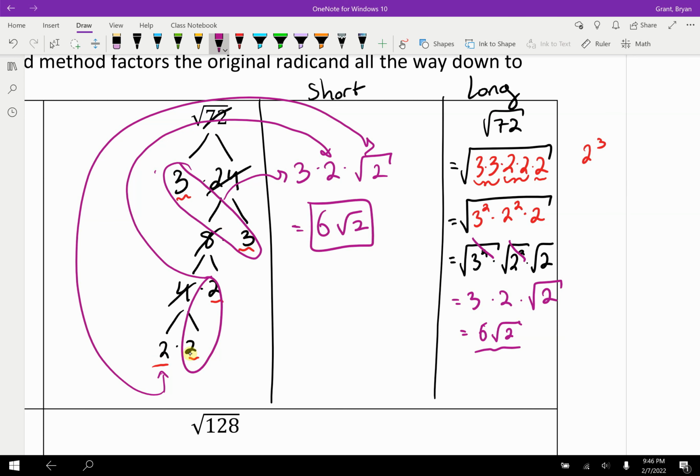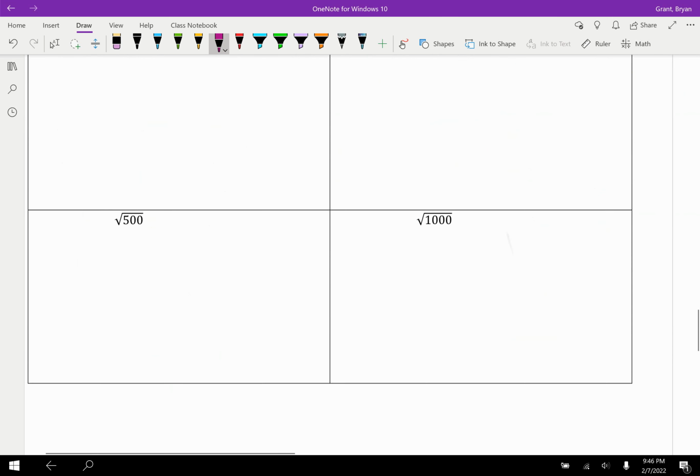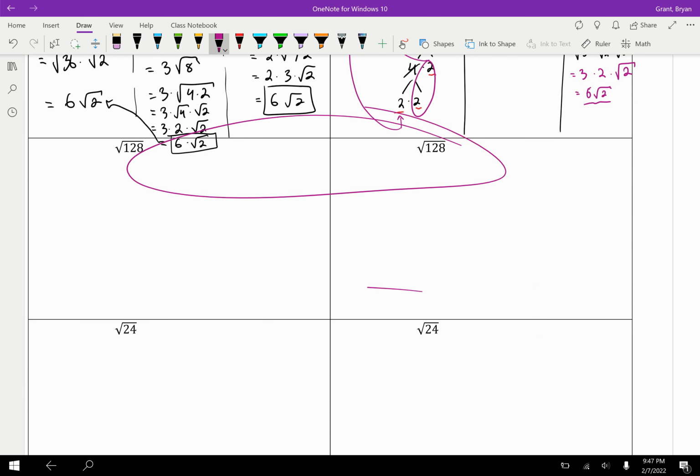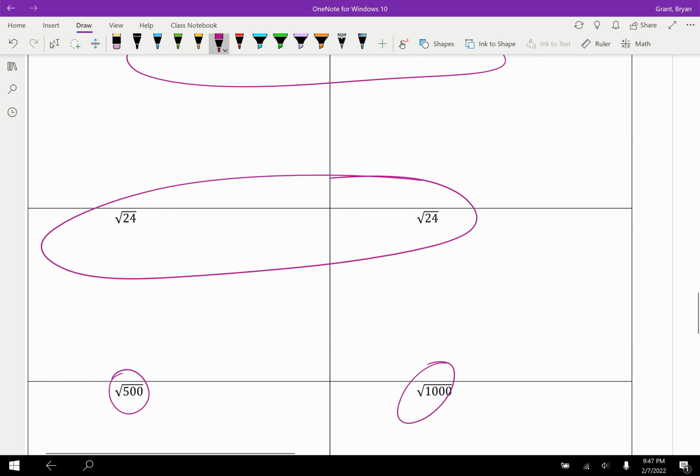You break down the numbers as far as you can, pairs outside, single numbers inside. Well, knowing that then, why don't you guys go ahead and try these next couple problems? There are really 4 more problems, right? 1, 2, 3, 4 problems.